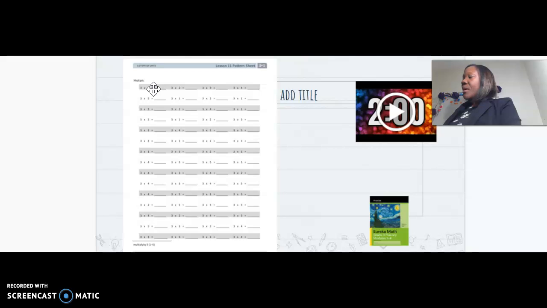Next row. 12, 3, 12, 6. Next row, 12, 9, 12, 15. Next row, 12, 15, 3, 15. Next row, 6, 15, 9, 15. Next row, 12, 6, 12, 9. Next row, 15, 9, 6, 12. Next row, 9, 15, 6, 12.